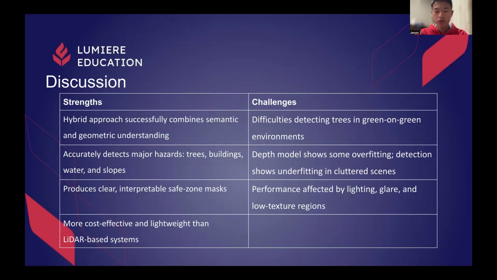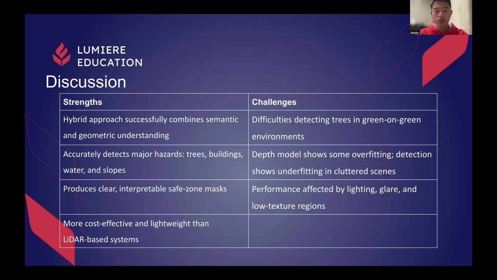This pipeline has several key strengths. It merges both semantic and geometric reasoning. It also accurately identifies major hazards such as trees, buildings, water, and terrain slope. It produces interpretable visual masks, making results easy to understand. And it offers a cost-effective alternative to LiDAR, making it suitable for smaller drones.